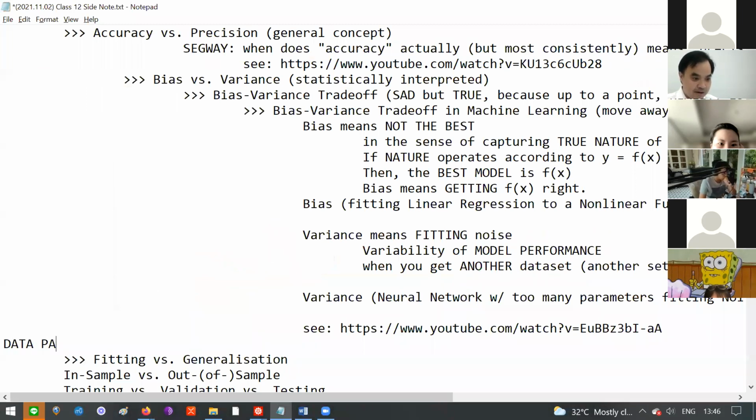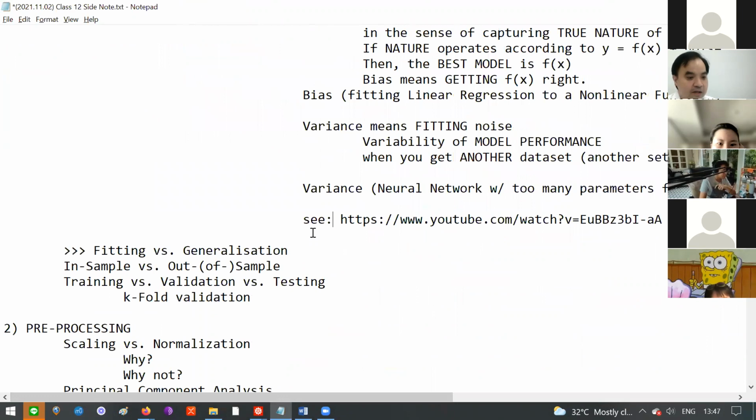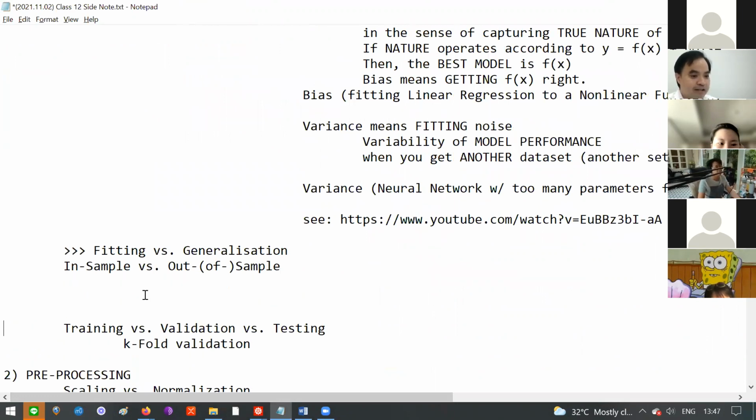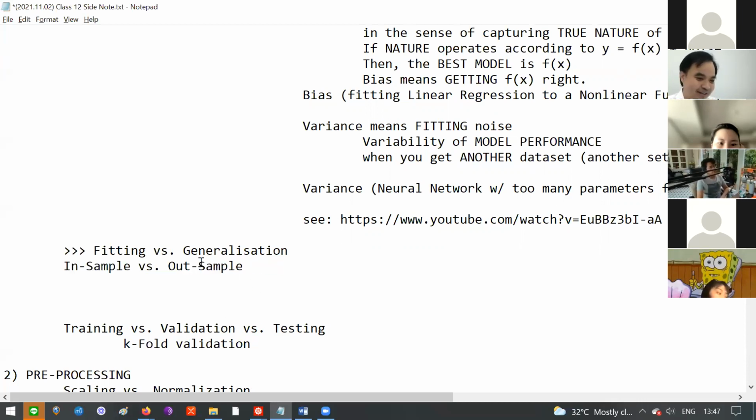And this is where it makes more sense to think about data partition. Partition. Okay, so now you partition two things. You partition in sample versus out sample. Now, when I was young, it was called out of sample. But nowadays people just shorten it to out sample. Fine. But it used to be called out of sample data.